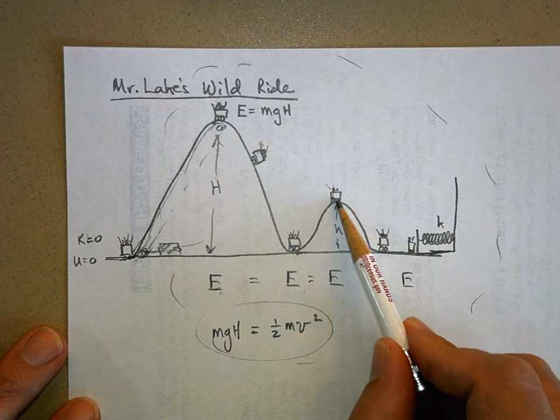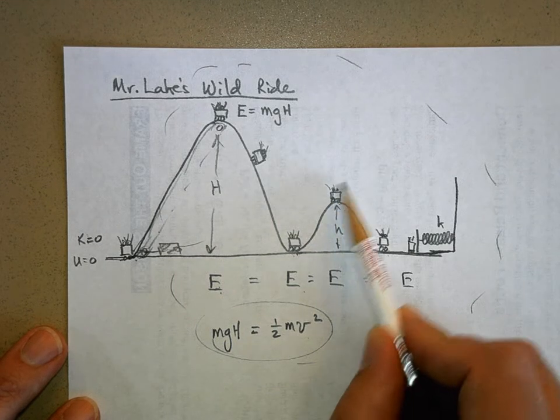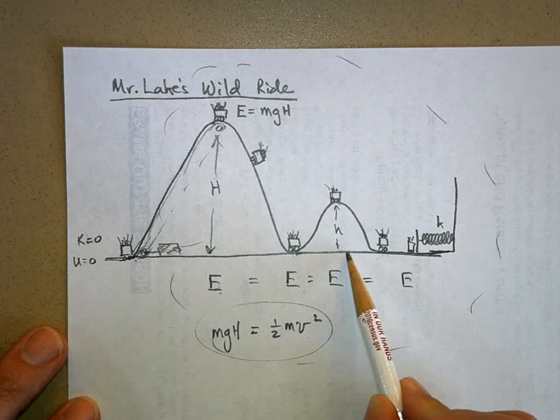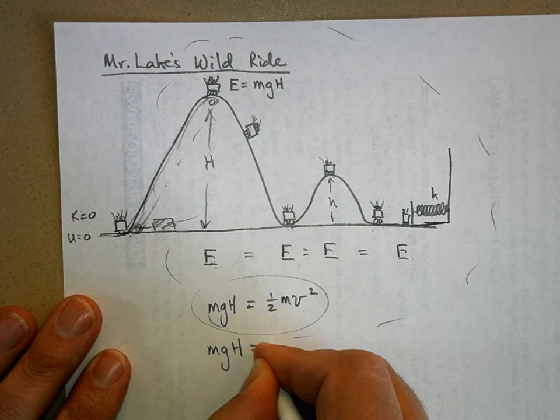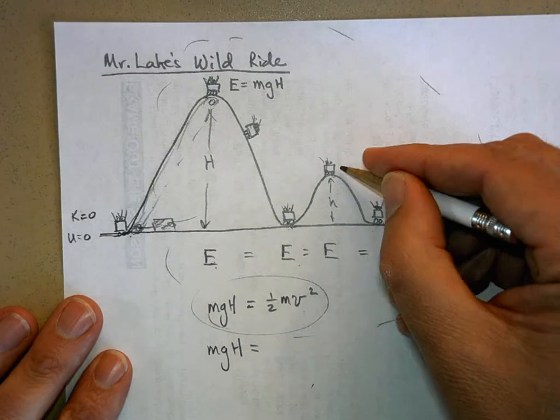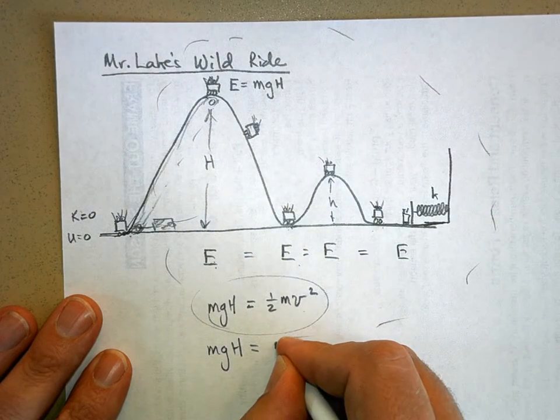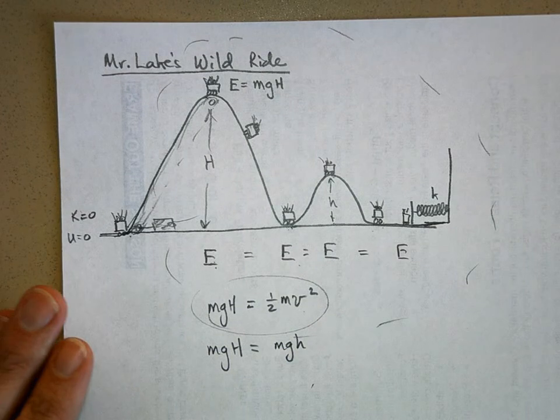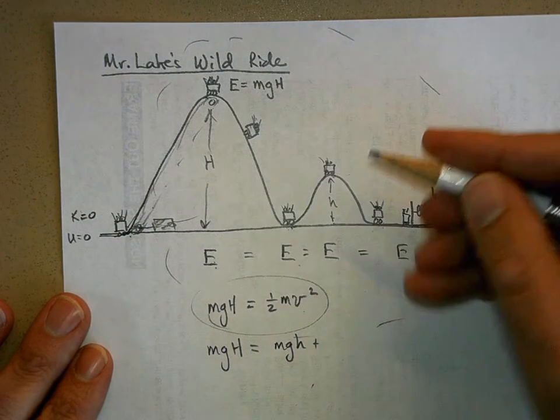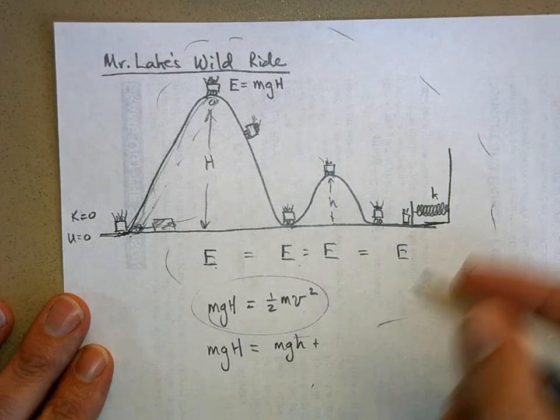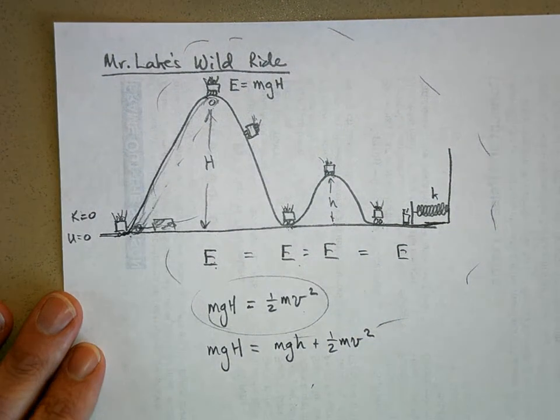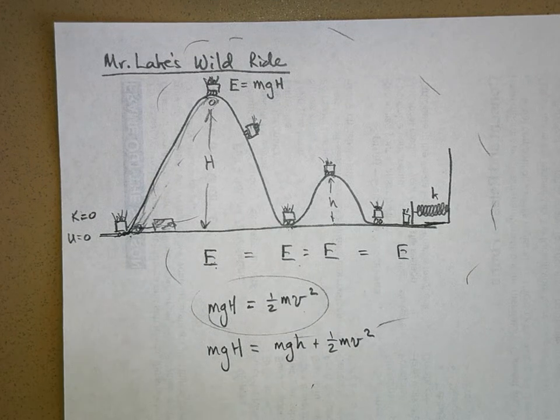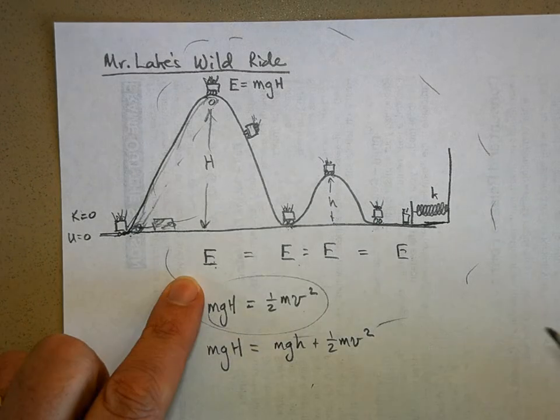Well, what about this? What if I want to know how fast am I going at the height up here? Well, E equals E. So I can say, well, mgh equals, well, what kind of energy do I have here? Well, I've got some height, so I've got gravitational potential energy, and some of the energy is stored in its motion. It's moving. 1/2 mv squared. So look, this idea of conservation of mechanical energy has now given me an equation I can use to solve the problem, whatever that problem happens to be.